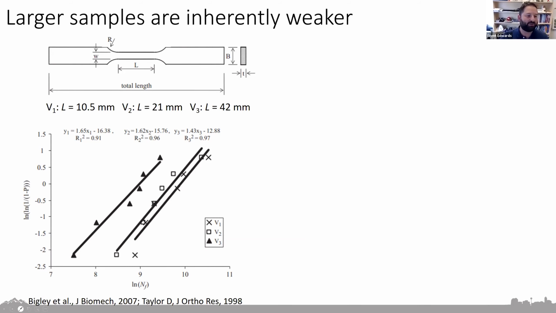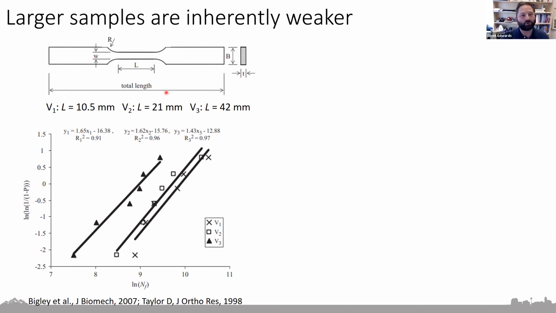This was a study done by Bigley in 2007 with Bruce Martin at UC Davis. They wanted to look at the effect of the size of the sample on its fatigue life. So they created coupons of bone, I think it was horse bone, with the exact same shapes but different gauge lengths: some were 10.5 millimeters, others 21, and others 42.